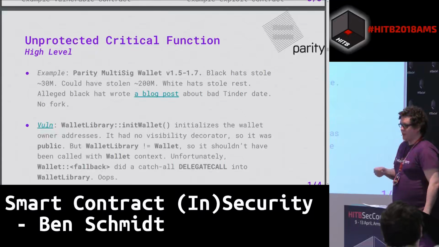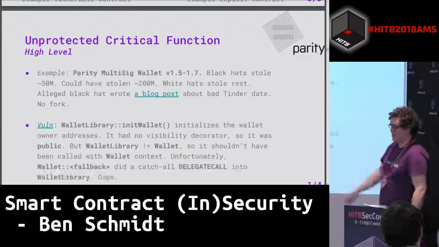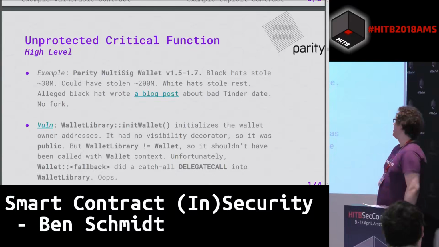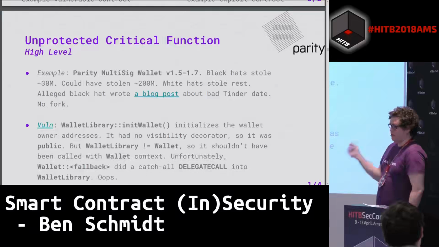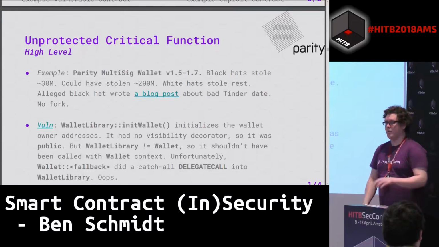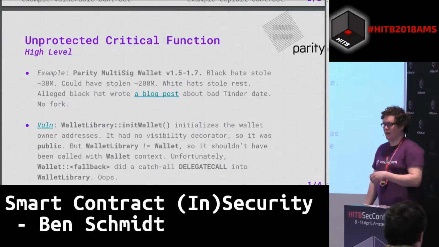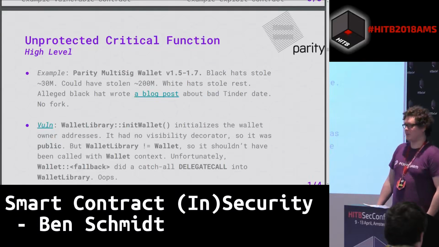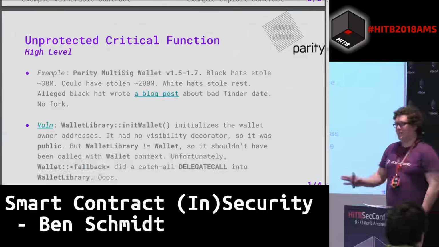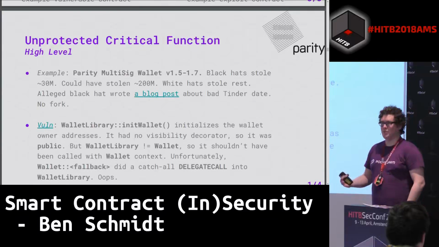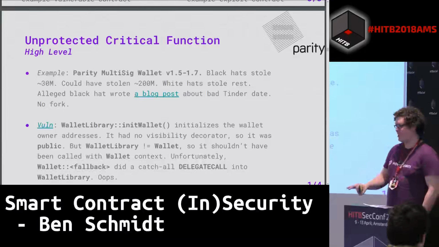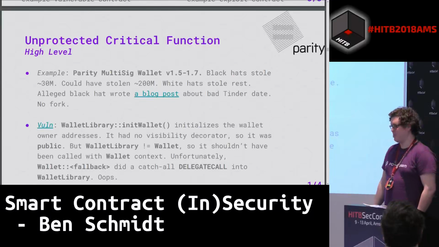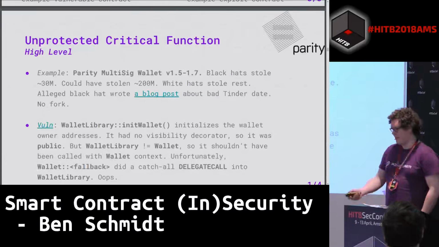So there's another bug, and now coming back to that same Parity hack with the library. In the first Parity hack, they actually managed to steal only about 30 million, although they could have stolen up to 200 million. Thankfully, some white hats came in and stole a bunch of funds and gave them back to the community. About a couple weeks after that, someone came out and posted that he was responsible for this and he did it because he had a bad Tinder date. I'm not sure that that's actually what happened, but it's a pretty entertaining read if you haven't seen it.